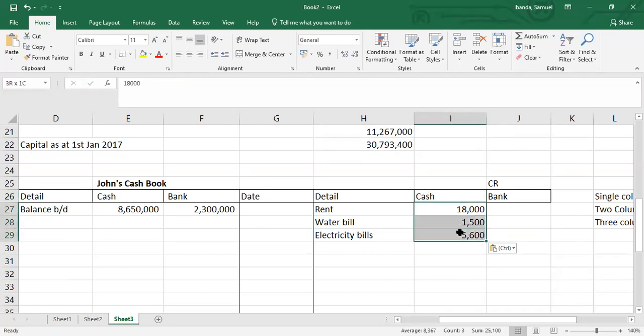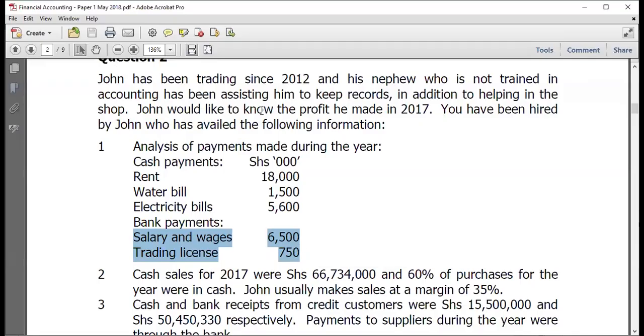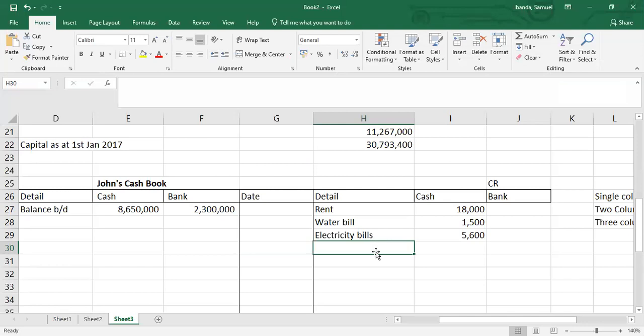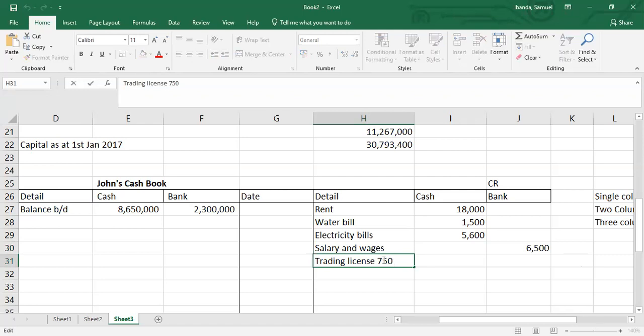Yeah, so I've put them under my cash column, okay, like that. So I'll come right here as well. My bank payments are these, so I'll also go and record the bank payments. Remember, payments are recorded on the credit side of the cash book, okay? Because cash and bank are assets, and when assets are increasing, we debit. When they're decreasing, we credit, okay?